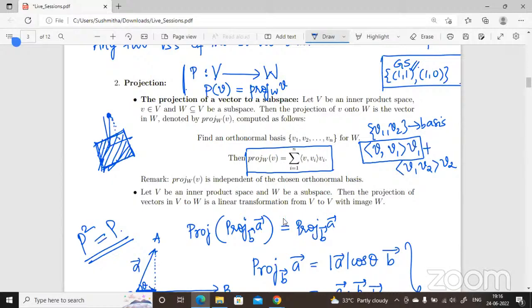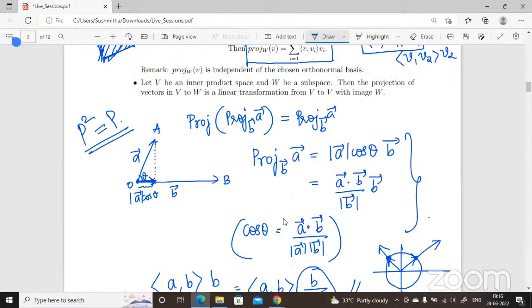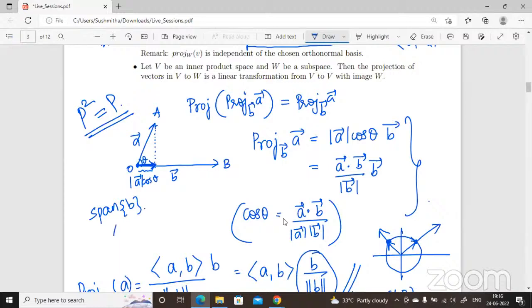V is the vector that you want to project. Okay, let's get back here. So A is the vector you want to project in the direction of B vector. So can I take span of B as a one-dimensional space? Yes. So what am I doing in this case? I'm projecting it by using this formula: A with B, B by norm B.